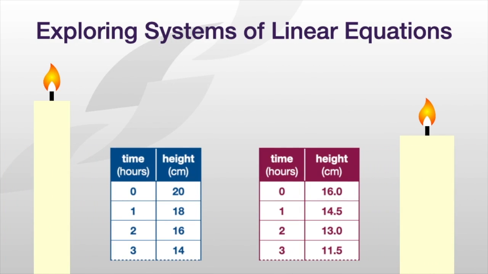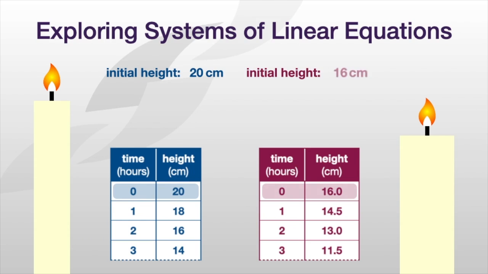The initial height of the taller candle is 20 centimeters. The initial height of the shorter candle is 16 centimeters. Every hour, the height of the first candle decreases by 2 centimeters. The height of the second candle decreases by 1½ centimeters every hour.